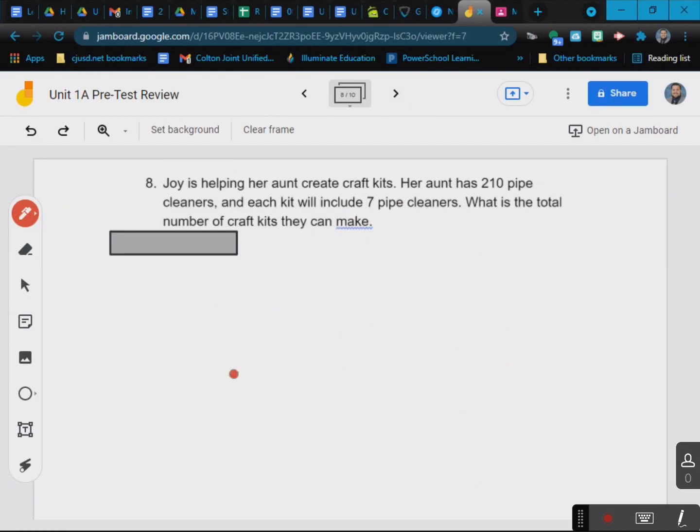Number 8. Joy is helping her aunt craft kits. Her aunt has 210 pipe cleaners. I'm going to underline that. And each kit will include 7 pipe cleaners.